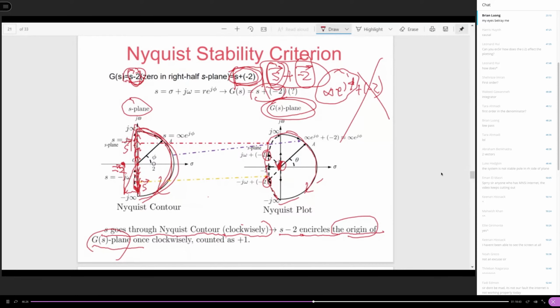So we would like to count how many times this Nyquist plot is going to encircle the origin. How many times? In this case, there's only one. In what direction? In the clockwise direction, same as the Nyquist contour direction. Because of this nature, I count it as a positive one. I specify the clockwise as the positive direction. So if I see the Nyquist plot encircle the origin once in the clockwise direction, then I count it as a positive one. Clear? Okay.